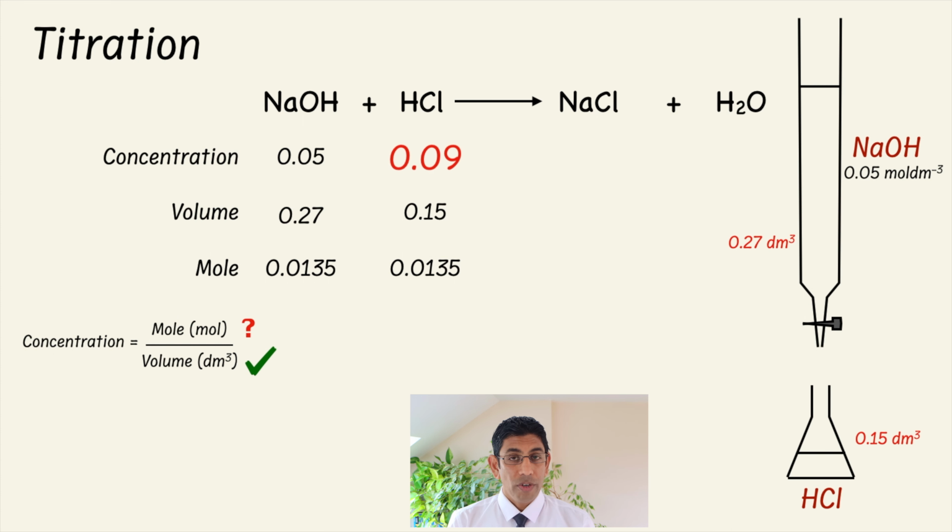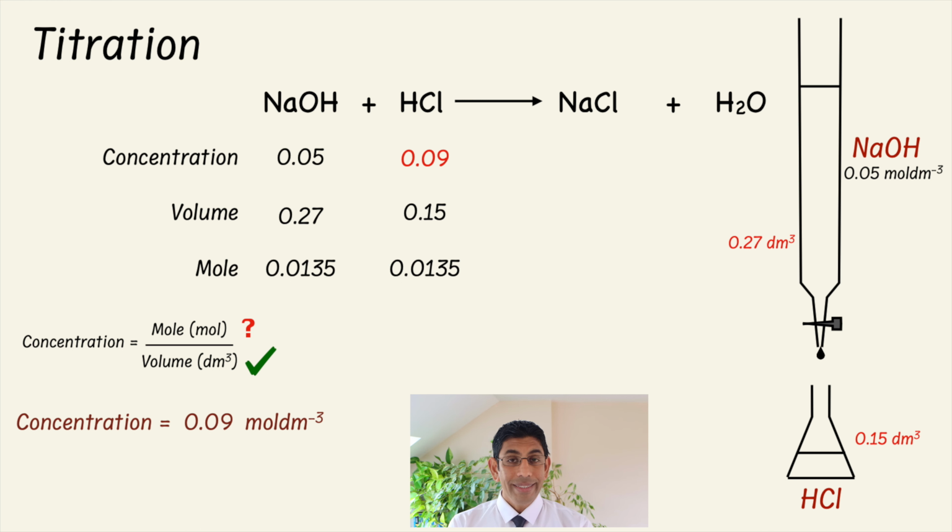Since you have the mole of hydrochloric acid, go back to the equation. Concentration equals mole over volume. Mole is 0.0135. Volume is 0.15 decimeter cube. And therefore, the concentration of the hydrochloric acid is 0.09 mole per decimeter cube.